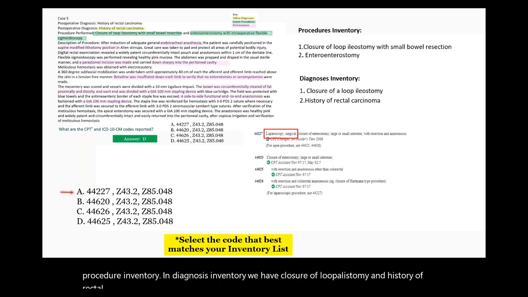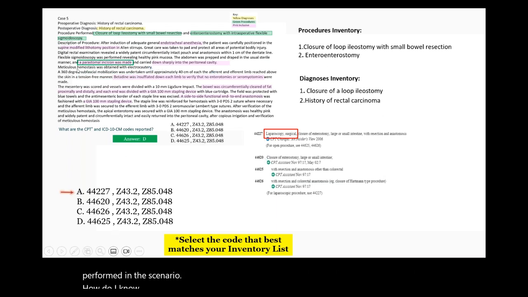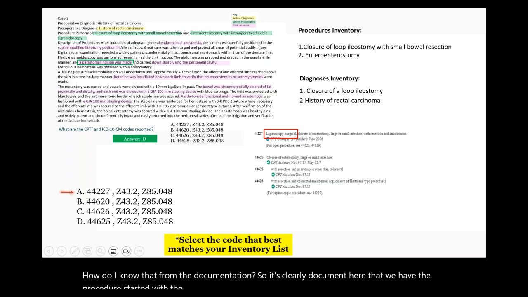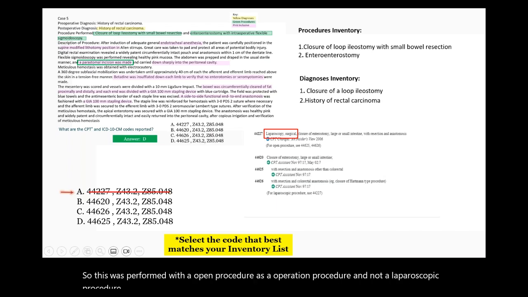Option A, 44227, is coding for a laparoscopic surgical procedure, closure enterostomy. As I said, it is for a laparoscopic procedure, whereas we had an open procedure performed in the scenario. How do I know that? From the documentation. It's clearly documented that the procedure started with a parastomal incision carried down to the peritoneal cavity. So this was an open procedure and not a laparoscopic procedure. That means option A is incorrect.